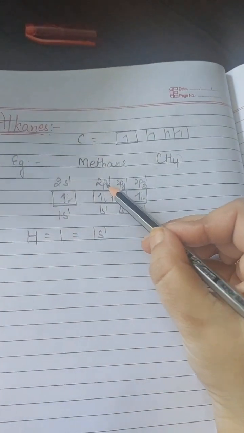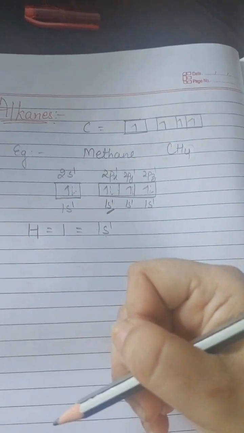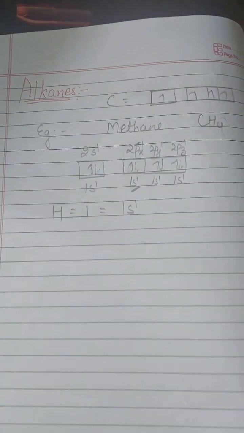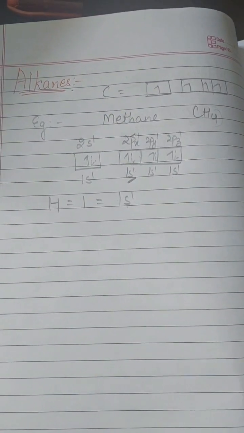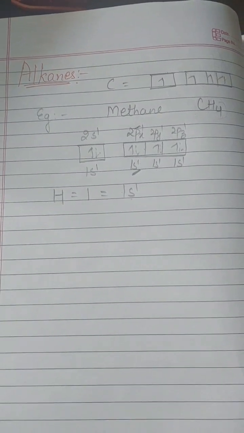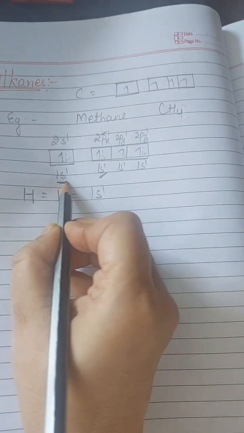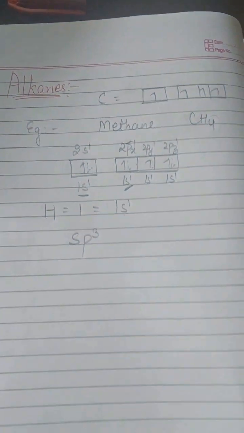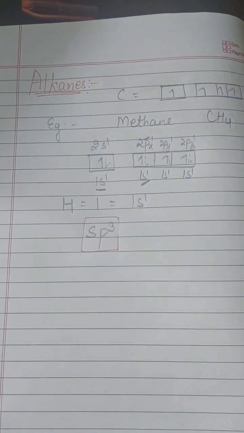Now look, there is intermixing of different orbitals: the 1s orbital and the 2p orbitals. Clear? Recall the definition of hybridization: hybridization is the intermixing of different orbitals in a compound. So how many orbitals are taking part in the hybridization? 1s and 3p orbitals. So its hybridization is sp3 hybridization. Clear?